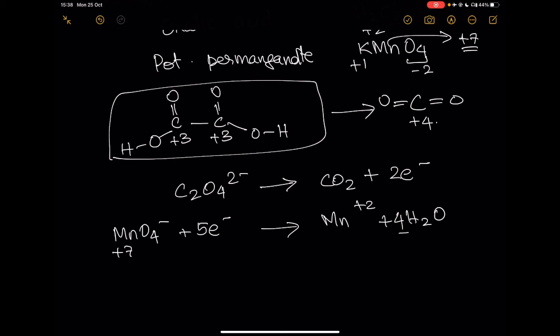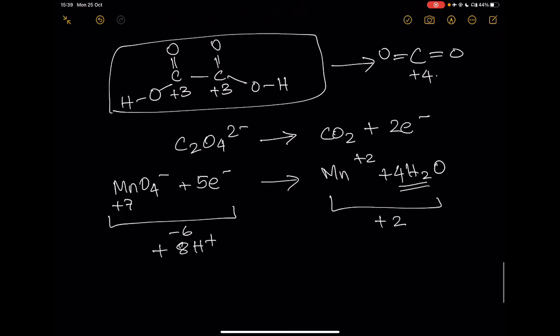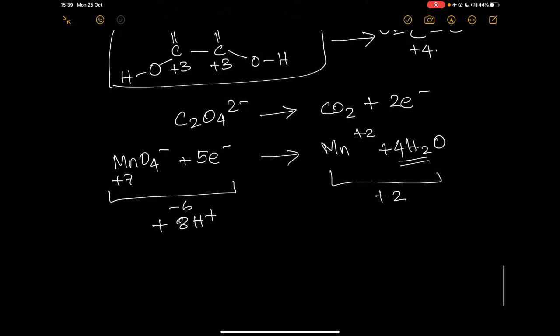And immediately you realize that protons aren't balanced. More importantly, if you take a look at the left-hand side, you have a -6 charge present. On the right-hand side, you have +2. So you can add 8 protons to the left-hand side so as to make sure you have a +2 charge on either side. So the charge, the mass and everything, electrons, everything gets balanced here. Let me rewrite this whole equation so that it looks cleaner. C2O4 2 minus becomes CO2 plus 2 electrons.